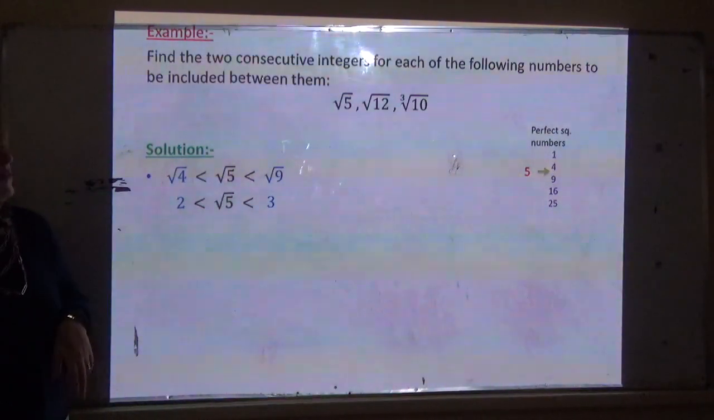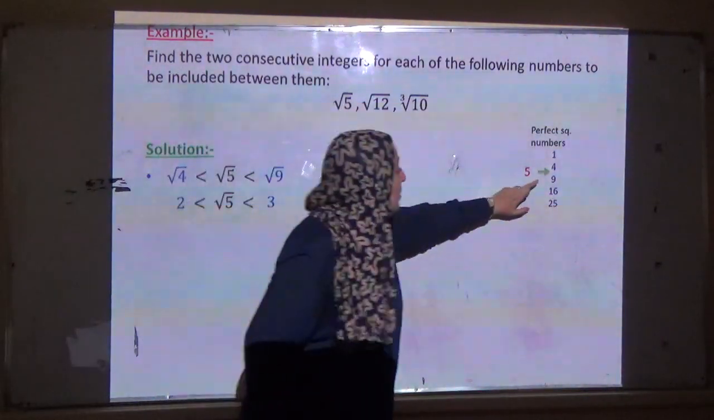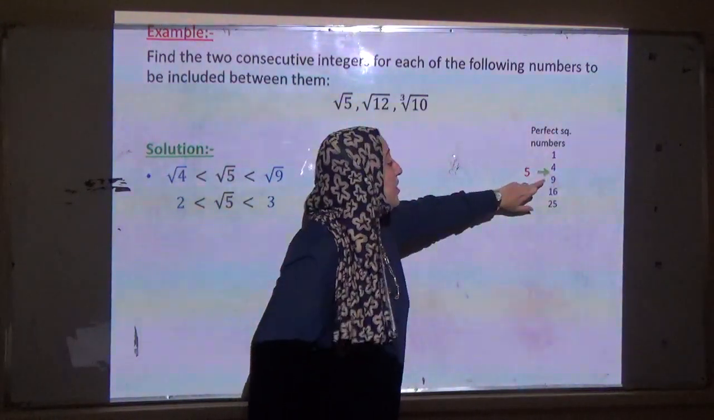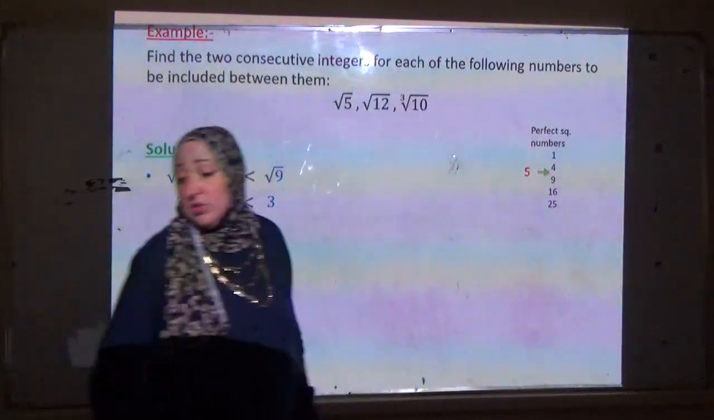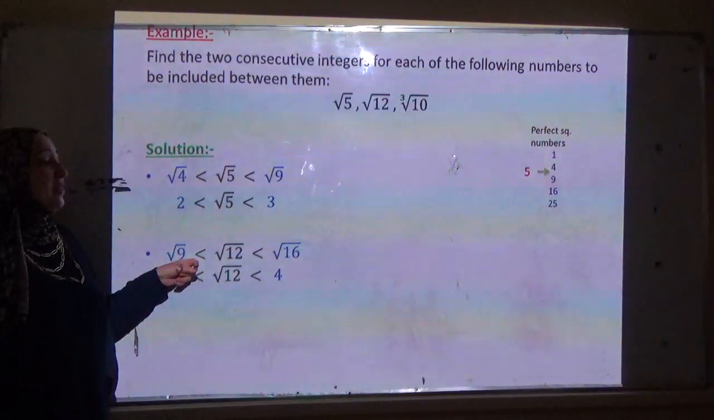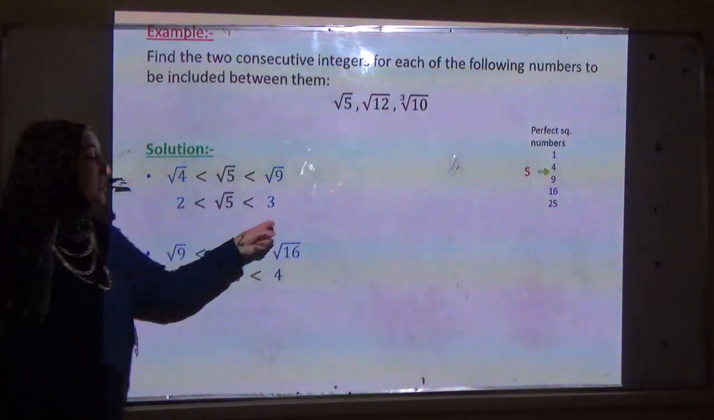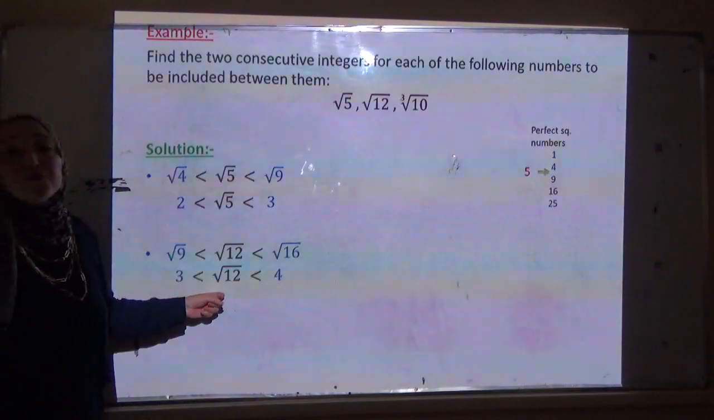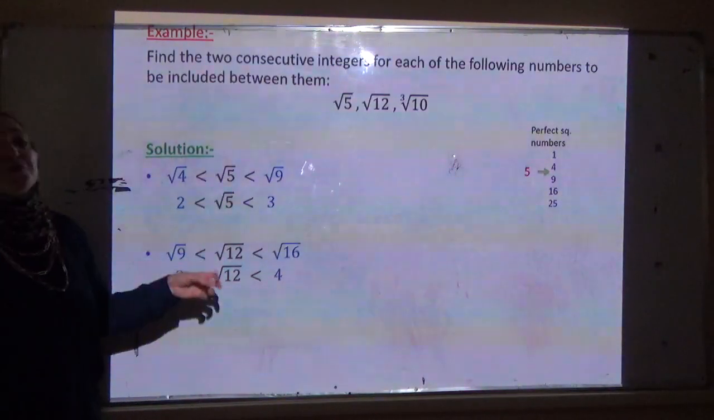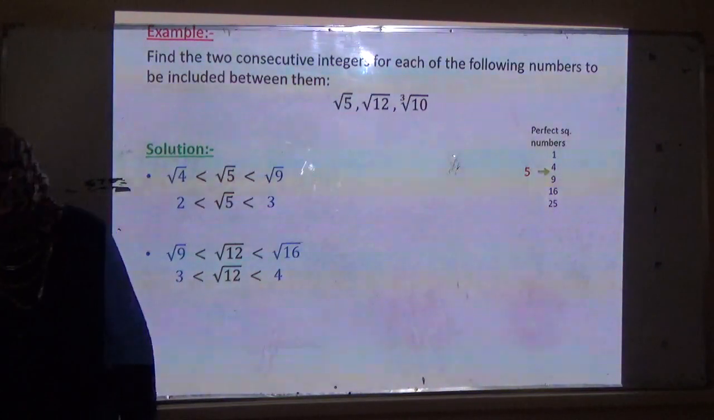Also for 12. Let us try for 12. 12 lies between 9 and 16, but we need the square root. Then square root 12 lies between square root of 9 and square root of 16. Root 12 is more than root 9 and less than root 16. Root 9 equals 3. Root 16 equals 4. Then square root of 12 is more than 3 and less than 4. That means 3 and 4 are the two consecutive integers that include square root of 12 between them.